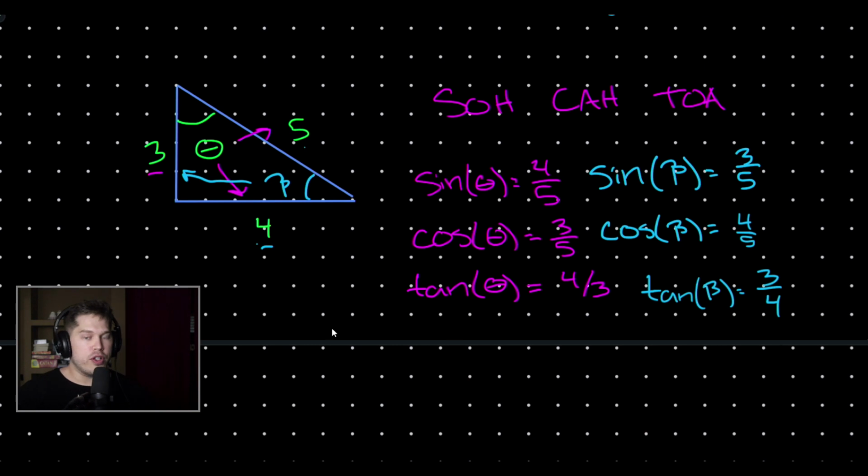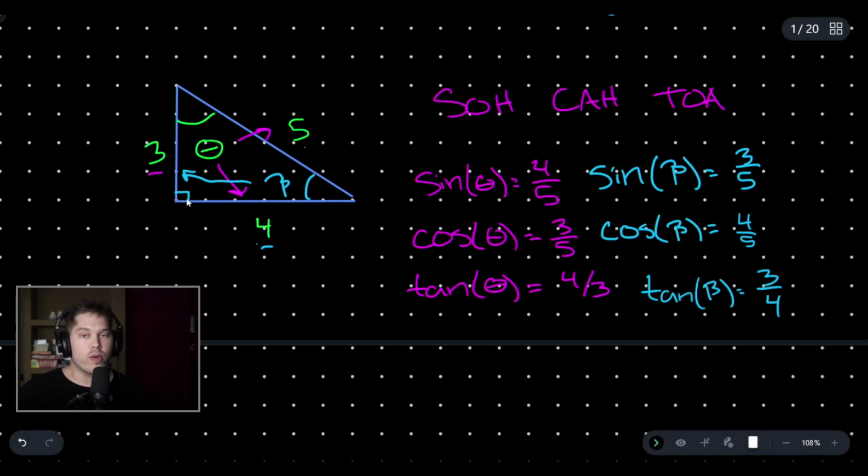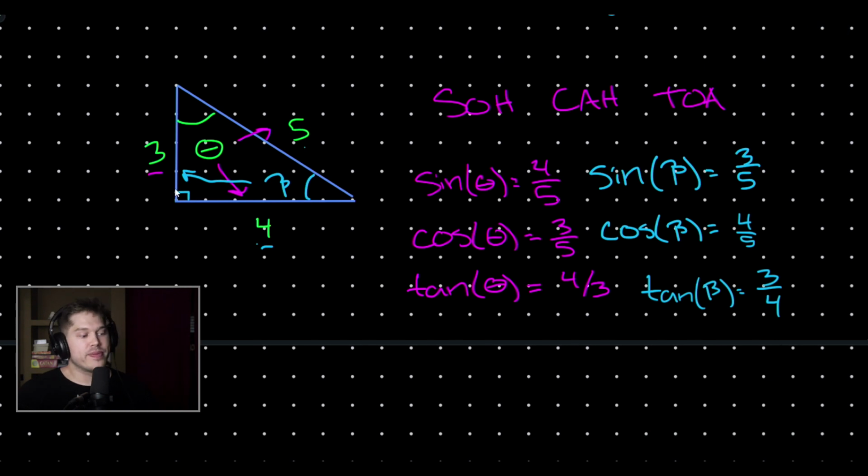Okay, so I want you to notice here that your opposite and your adjacent sides of the triangle flip-flop depending on what angle you are looking from. And your hypotenuse of the triangle is always the same. It's always the side that is opposite the right angle of your triangle.